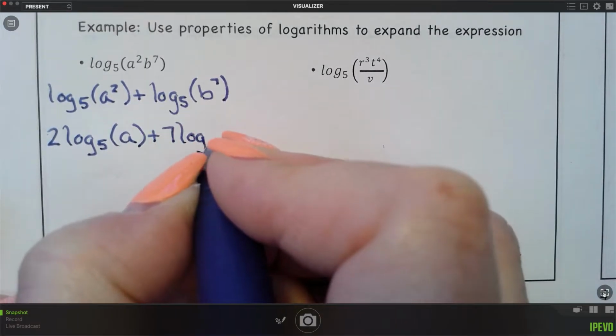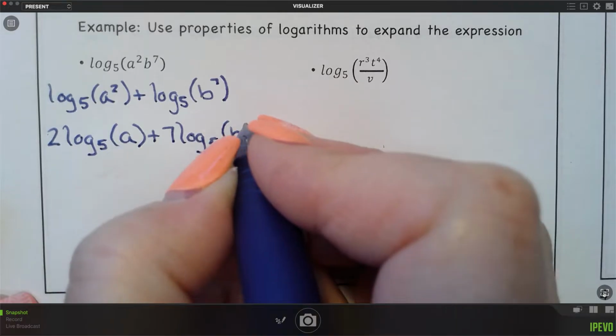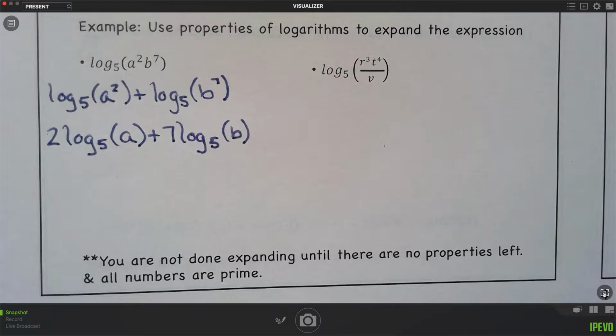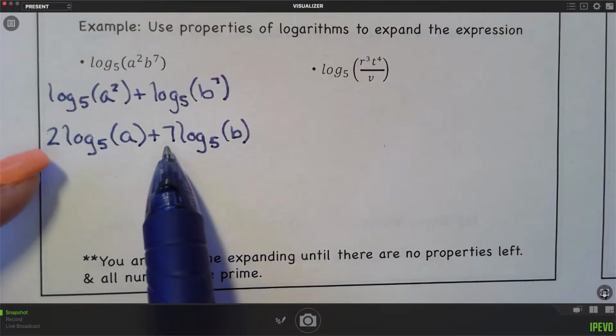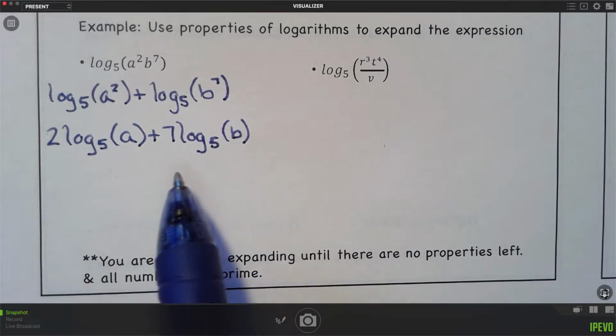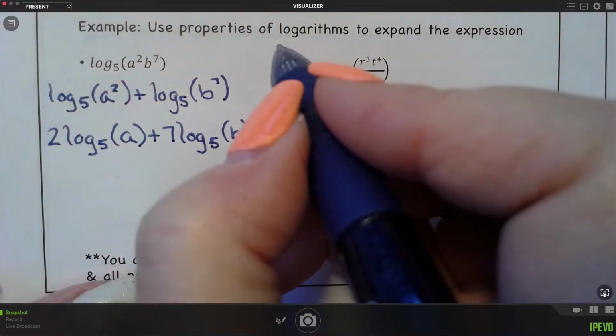Have I exhausted all my properties? All done. Everything's prime. Now, guys, when I say prime, I'm not talking about the numbers in front. Those numbers don't have to be prime. It's what you're taking the log of. Okay, so we're done.